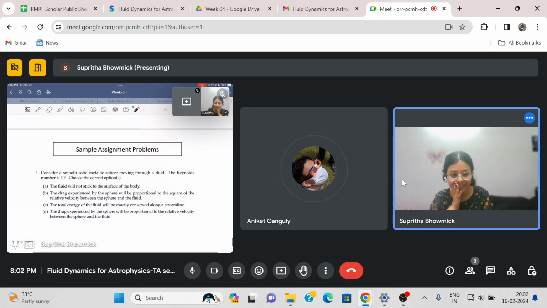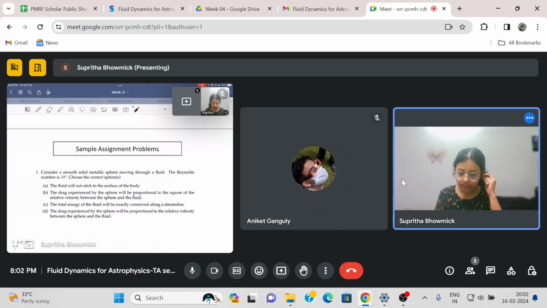Consider a smooth, solid metallic sphere moving through a fluid. The Reynolds number is 10 to the power 4. Will the fluid not stick to the surface of the body? No, it will stick, of course, because the Reynolds number is not infinite. The fluid would not have stuck to the surface if the Reynolds number were infinite, if mu were exactly zero. Mu is small, which is why the Reynolds number is high, but the fluid will of course stick.